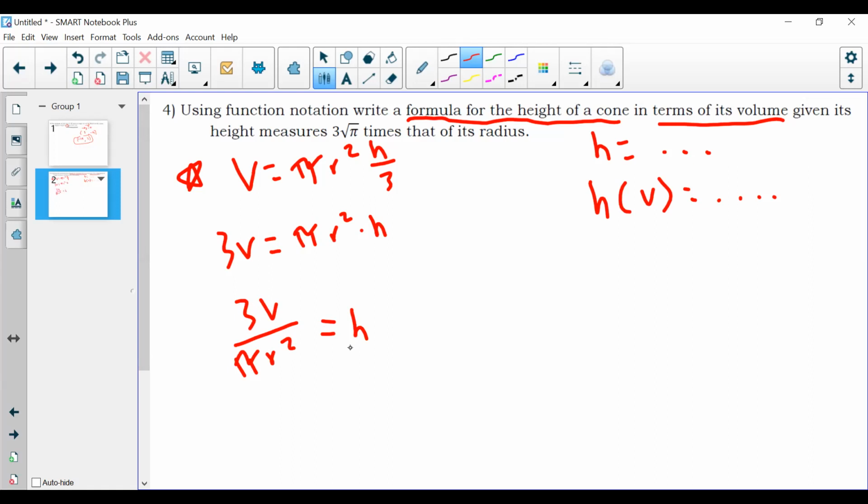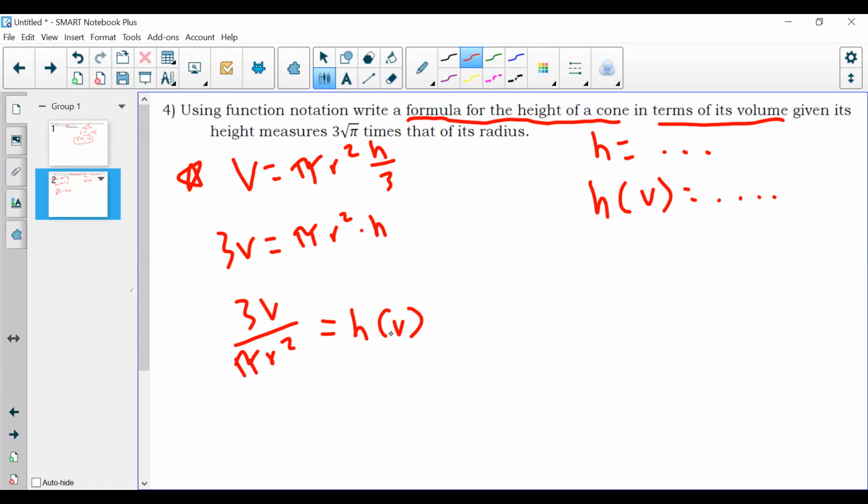So this right here is the formula for the height of a cone in terms of its volume, my h of v. That's what it means when I say in terms of: the variable in that equation should be in terms of that variable. So in this case, the variable should be v for volume.